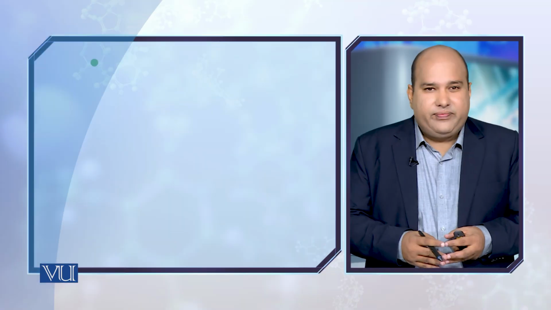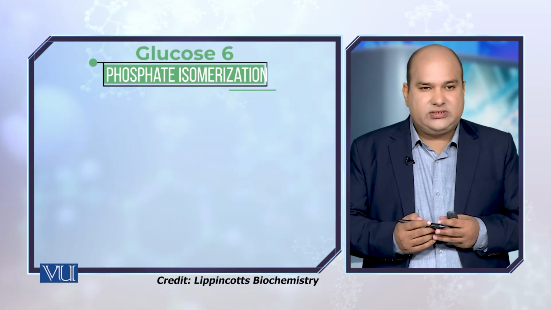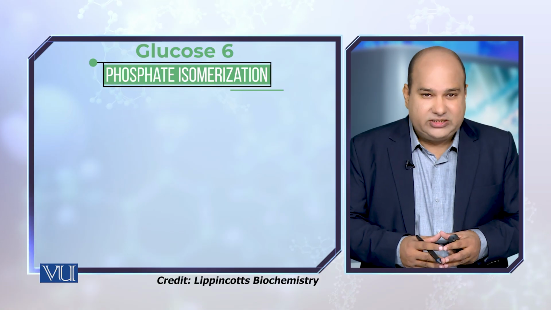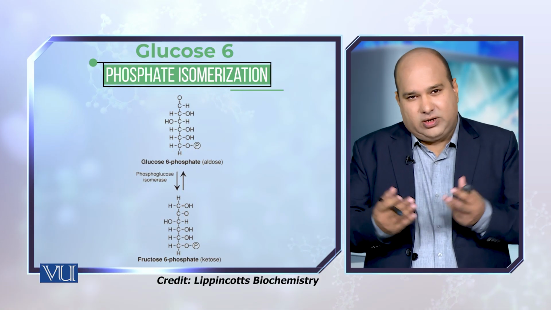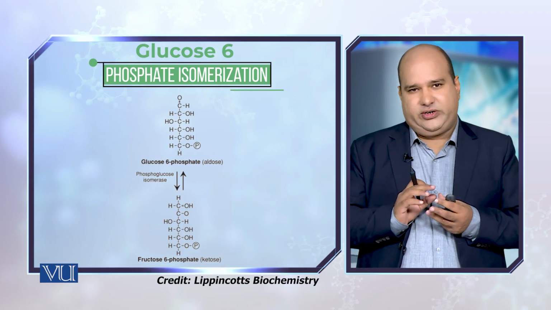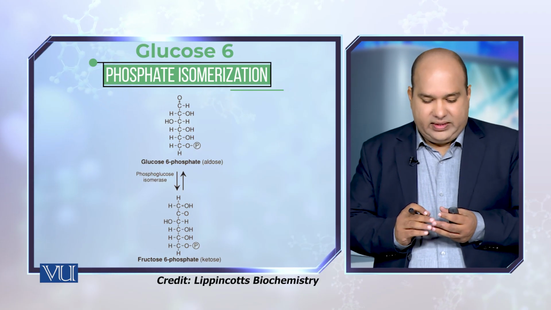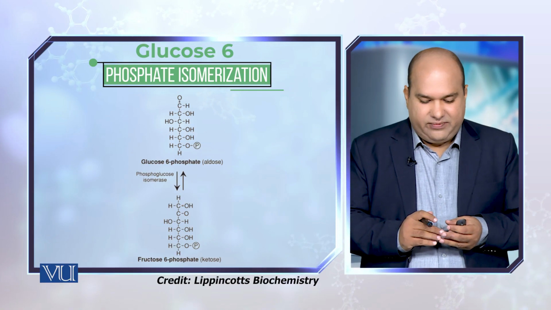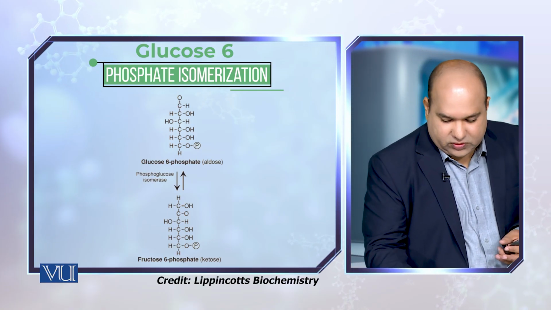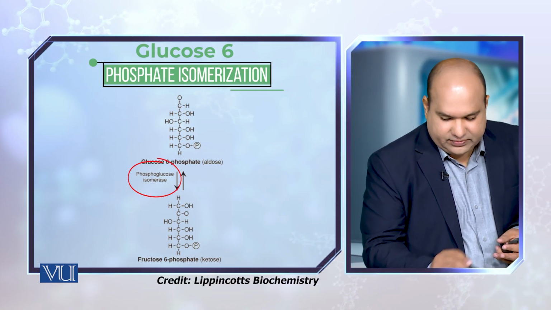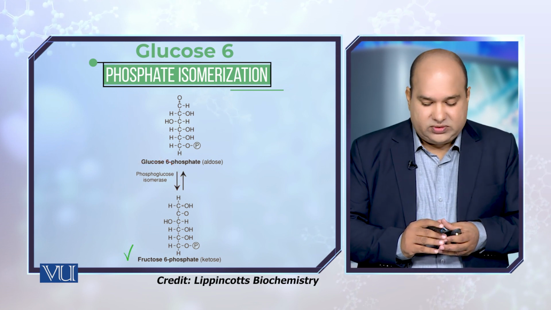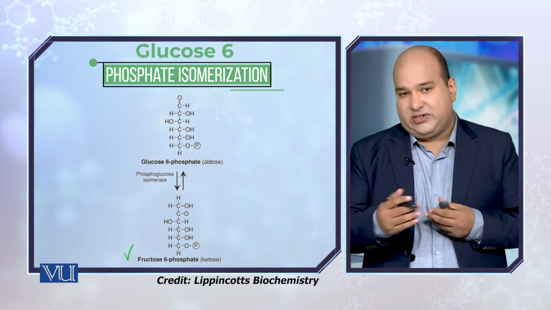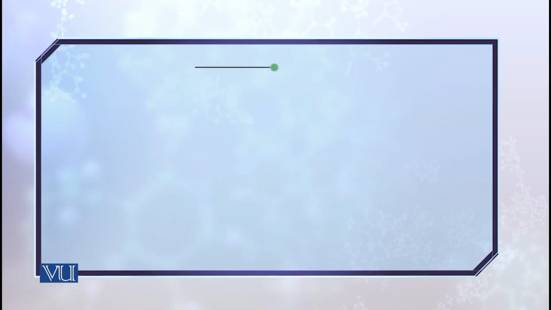hexokinases. Then there is the second reaction, which is the glucose 6 phosphate isomerization, in which it isomerizes, meaning the molecular formula remains the same, but structurally the molecule becomes a little different. So it is the enzyme which is involved, phosphoglucose isomerase, and as a result of this you get fructose 6 phosphate. This is a reversible reaction, by the way, very important reaction.